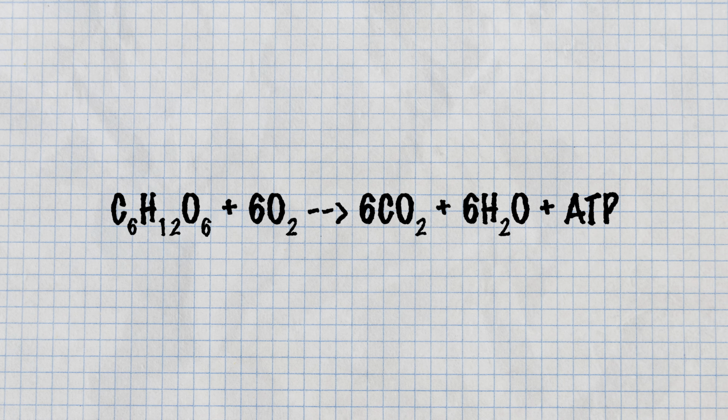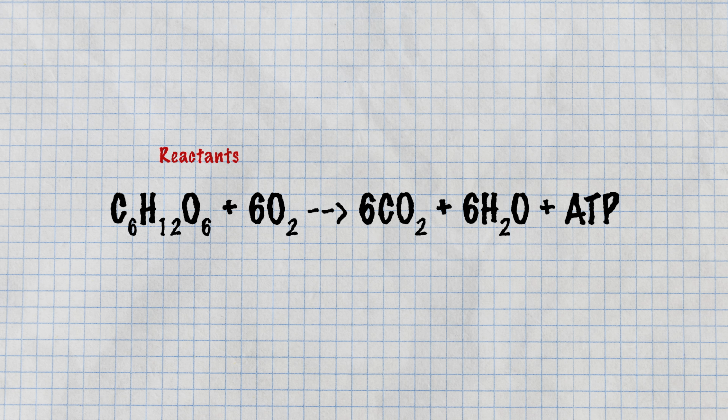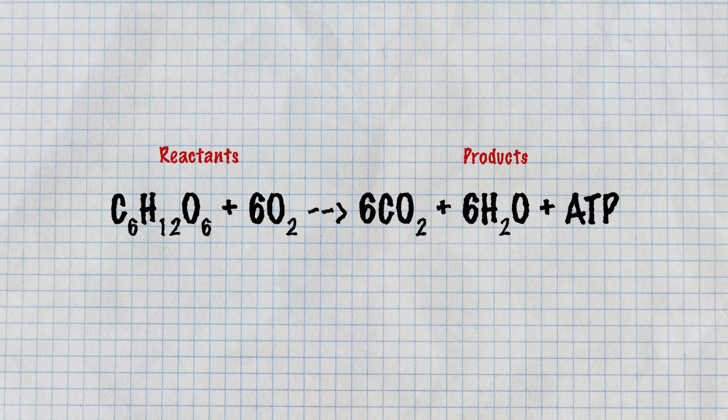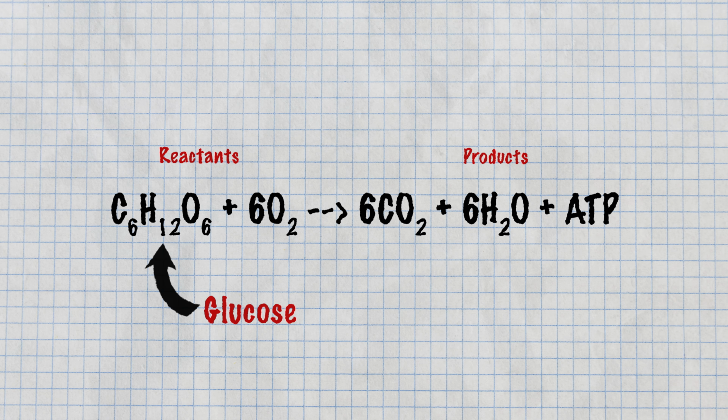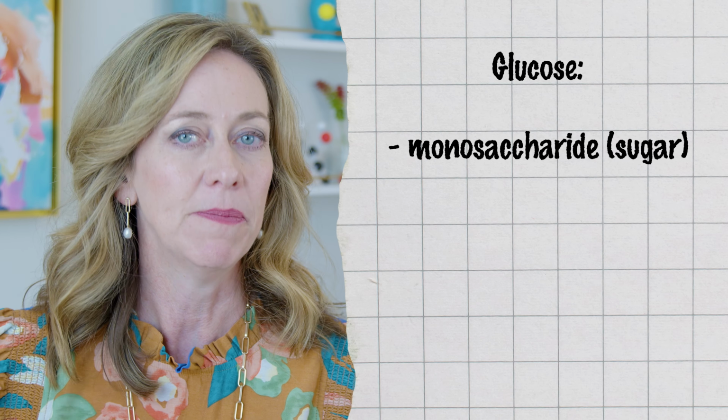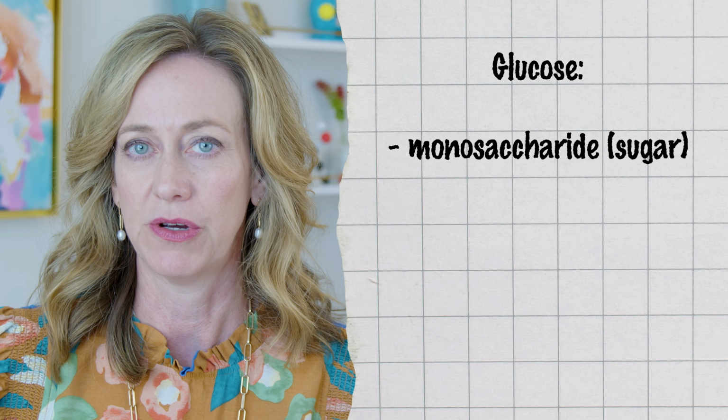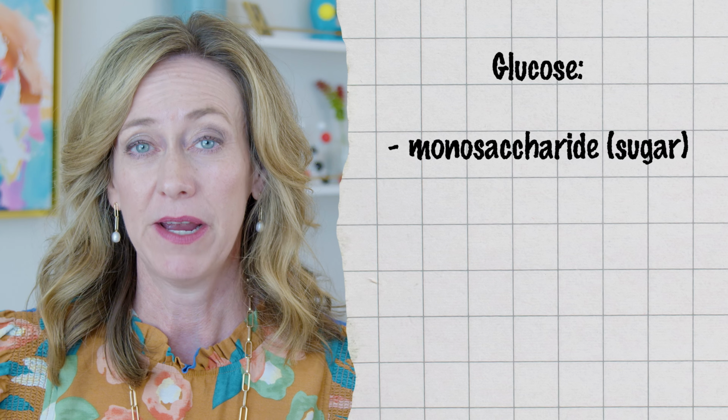Let's take a look at the overall equation for cellular respiration. First, let's review that the reactants are on the left side of the arrow and the products are on the right. One of the reactants is a molecule of glucose. We already know something about glucose. We know it's a sugar, specifically a monosaccharide.